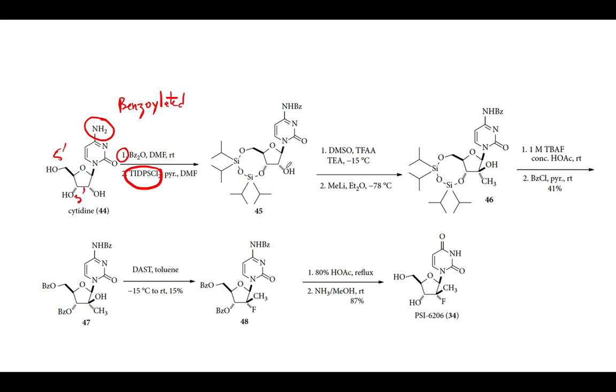Okay. So the only exposed alcohol here was then oxidized using Swern-like conditions to afford a ketone. So this will give you a ketone here. And then after the ketone was produced, then the ketone was treated with methyl lithium to produce a tertiary alcohol. Okay. Now, the TIDPS group.